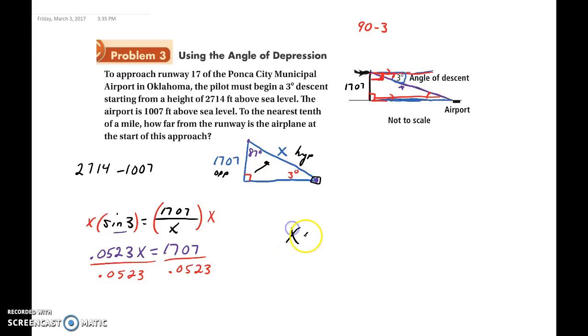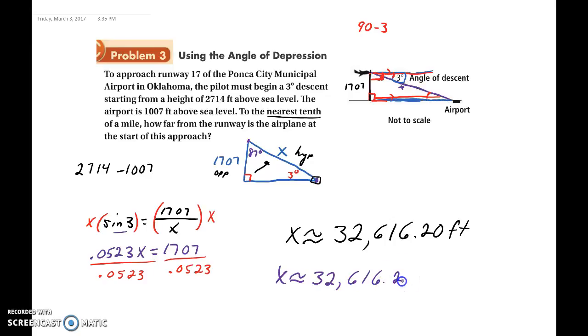And that will give me that x is approximately equal to 32,616.20 feet. And they asked us to round it to the nearest tenth, so x is approximately 32,616.2 feet away. So that means the airplane still needs to travel another 32,600 plus feet to get to the airport. All right, so that is applying angles of depression and elevation. I know this video was a little bit longer than I'd like, but this is the only video of the section.